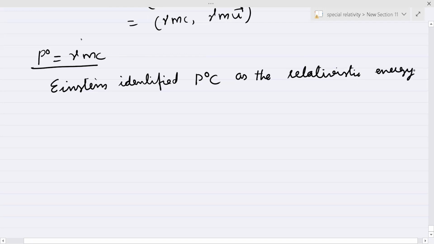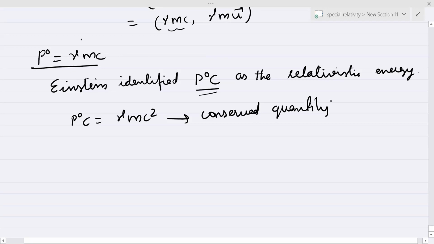Again, this comes from the conservation arguments, because if we demand that energy is conserved, we say that this quantity is conserved. So if you want to make the dimensions correct, you should have P0c. So P0c is equal to gamma mc squared. This is a conserved quantity, and this is what we call the relativistic energy.